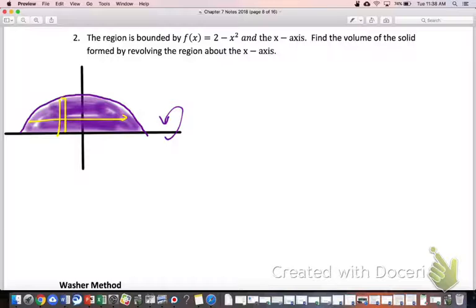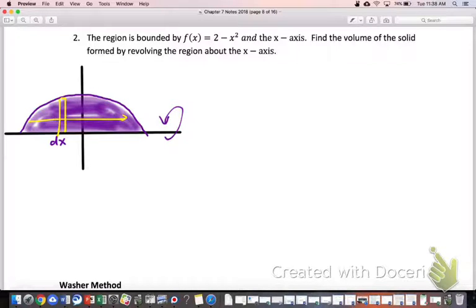Is this going to be a dx rectangle or a dy rectangle? It's going to have to be a dx because, again, the thickness is measured on the x-axis. I want to make sure that's really clear. Do you guys have any questions why it's dx instead of dy? I'm talking about thickness, not height.